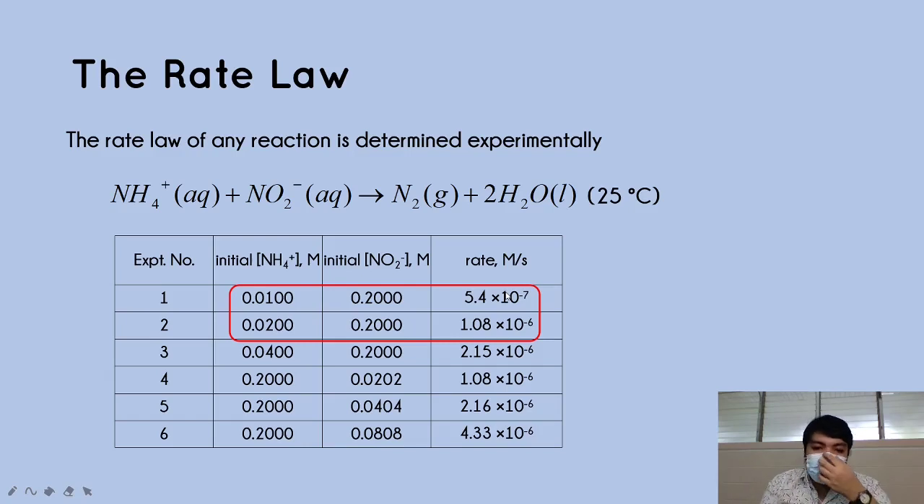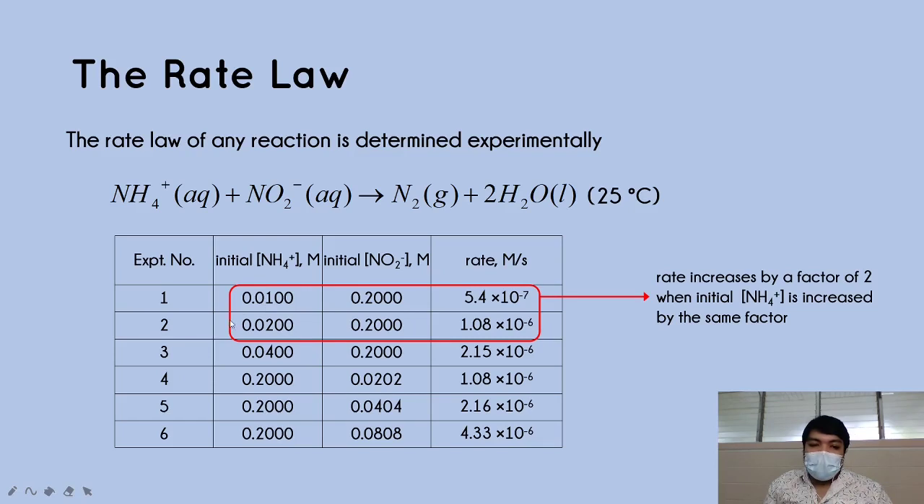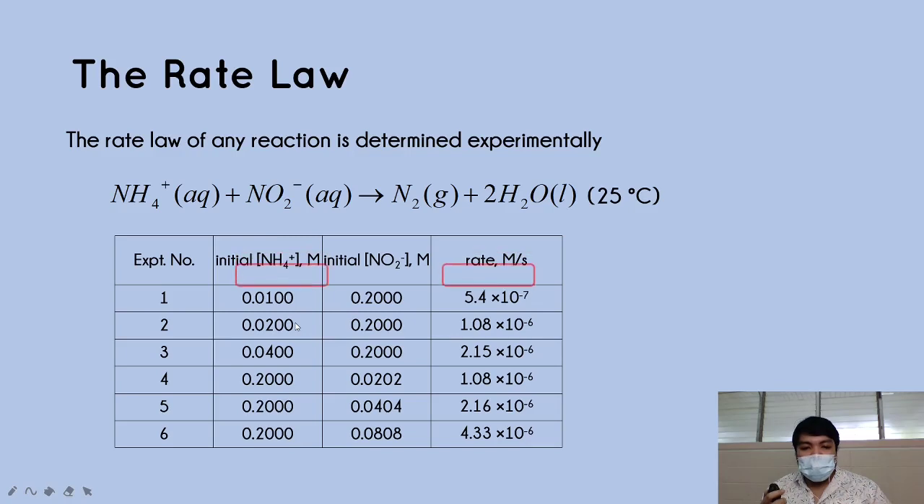If you want to confirm, you can use your calculator. It was found out that the rate of the reaction also doubled when the initial concentration of your ammonium ion was doubled. So in experiments 1 and 2, the rate was increased by a factor of 2. The rate is increased by a factor of 2 when the initial concentration of your ammonium ion was also increased by the same factor.